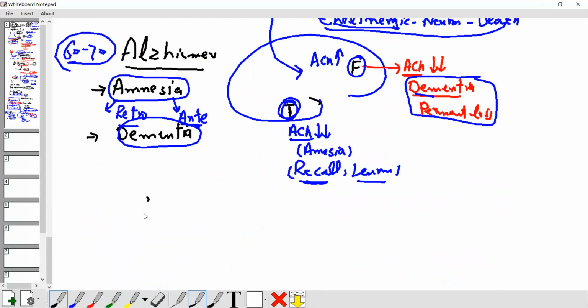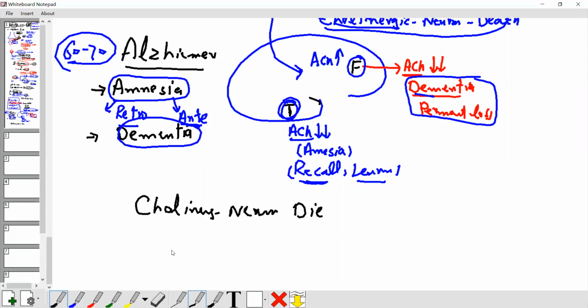So what happens in Alzheimer disease? Death of cholinergic neurons. Can you reverse this process? Of course not. You can only improve symptoms. You can only increase acetylcholine.